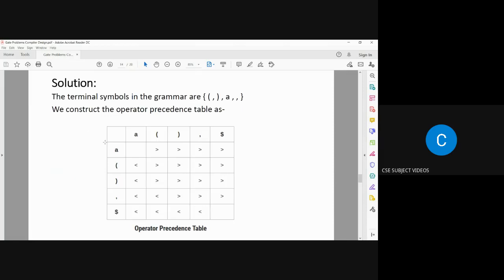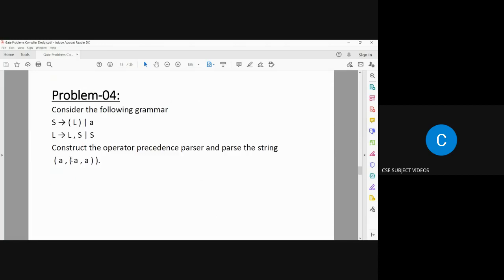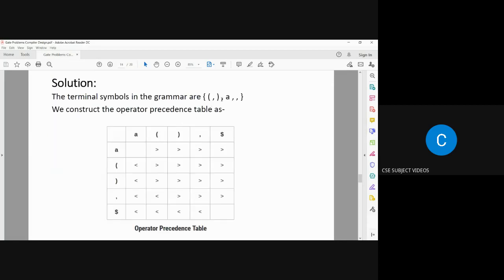So same operation we are performing again. What are the terminal symbols in the grammar? Means what are the terminal symbols we have? A, open bracket, close bracket, comma.